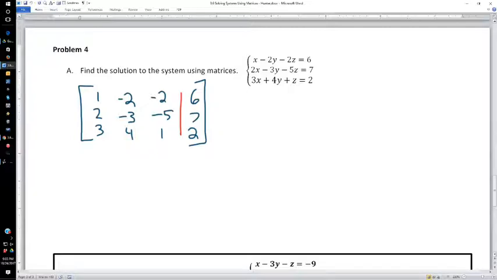So we're going to put this into our calculator. We are going to run a specific function called rref. That stands for reduced row echelon form. And it's going to look like this in your calculator. It's going to have that parentheses right there.